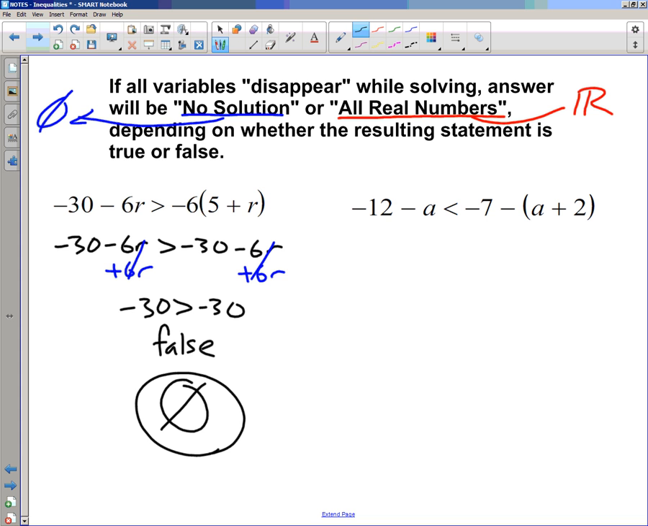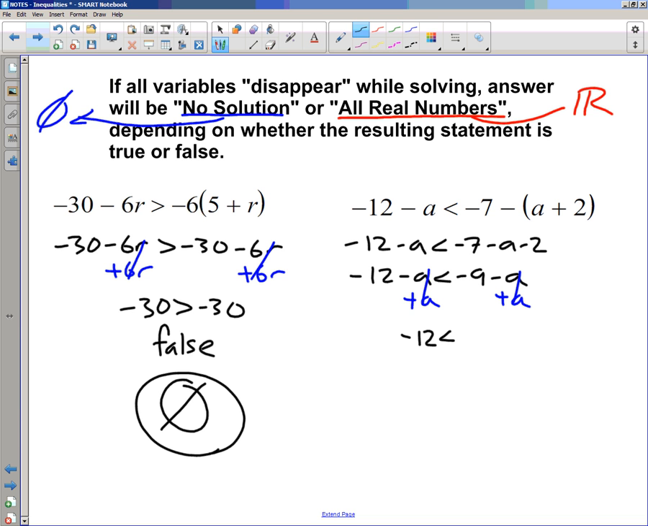All right, second example. We distribute the negative. You combine some like terms. We could decide to eliminate our a's on one side of the equation, so adding a to both sides is actually going to eliminate the a's on both sides. And we end up with the statement that negative 12 is less than negative 9.